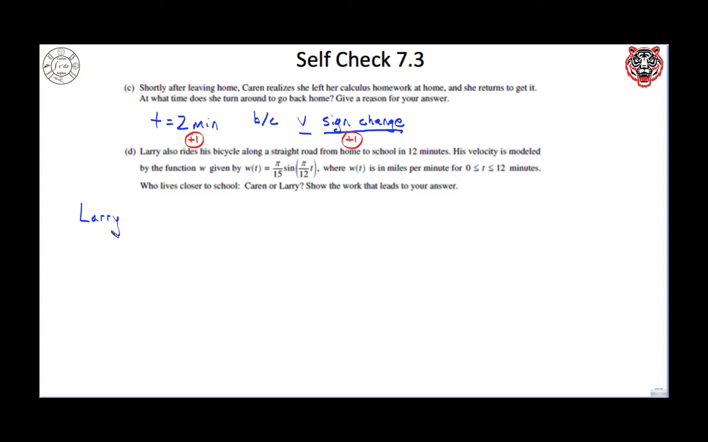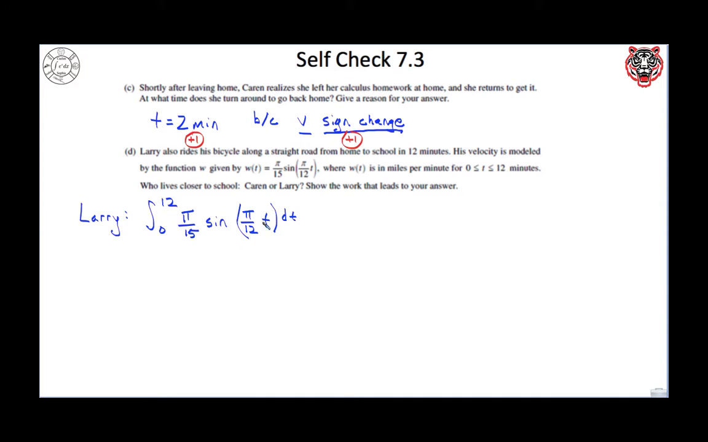I need to do the integral between 0 and 12 because those are our bounds for Larry. The function is pi over 15 sine of pi over 12 t dt. This is the total position change for Larry. When we get this answer, we'll compare it to the total position change for Kaylin, or Karen, depending on who your person is.